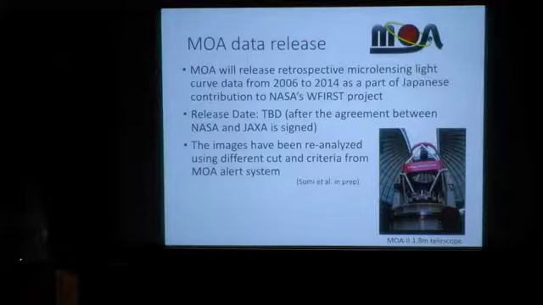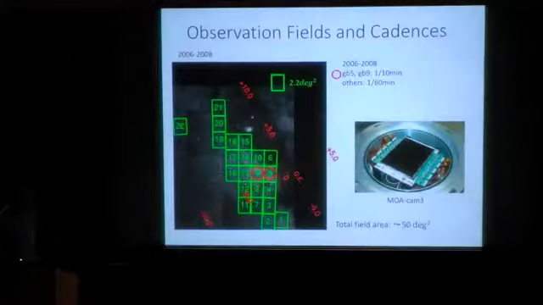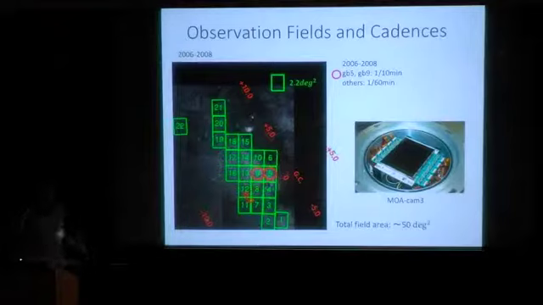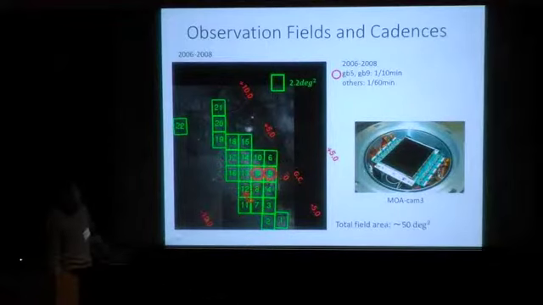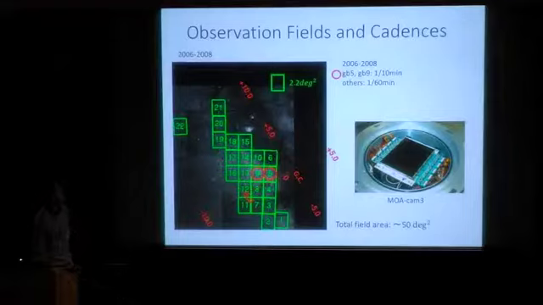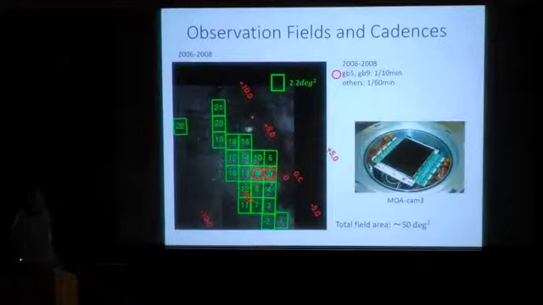So we found lots of events which were not alerted by the MOA alert system. This figure shows the observation fields of MOA towards the galactic bulge. We use the MOA-cam3 wide field camera on the right, which consists of 10 CCD chips. This green box shows the area that can be covered by one observation. There are 22 observation fields, and they cover about 50 square degrees in total.